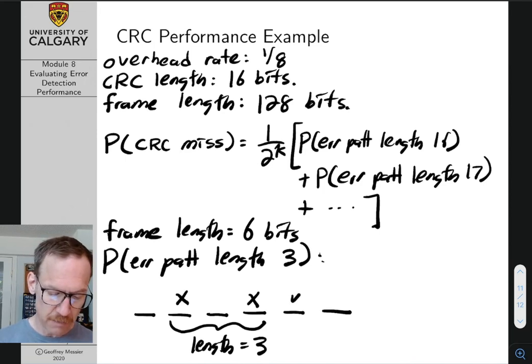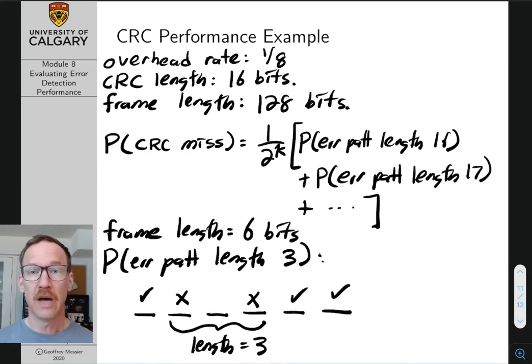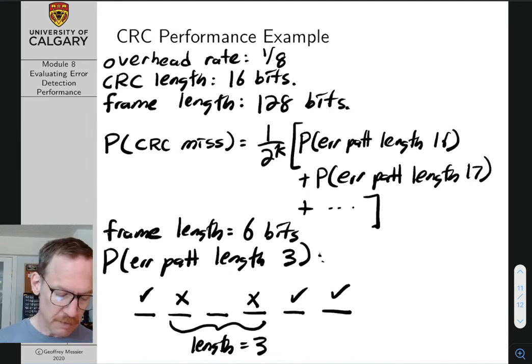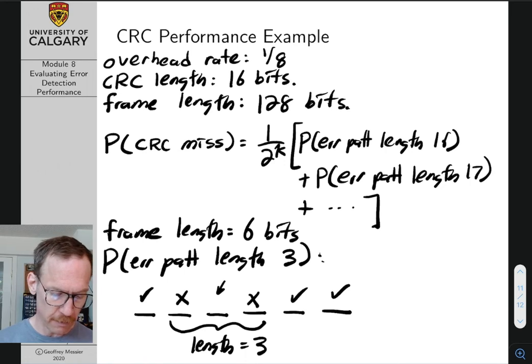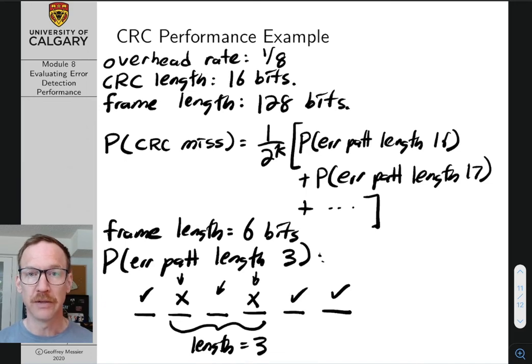And that means that all the bits outside our error pattern are good. What about the bit inside our error pattern? Well, we actually don't care about that one. So this bit could be bad or it could be good, but it doesn't really matter. The length of the error pattern is defined by the first and the last bits that are bad, and it doesn't really matter what's going on in the middle.